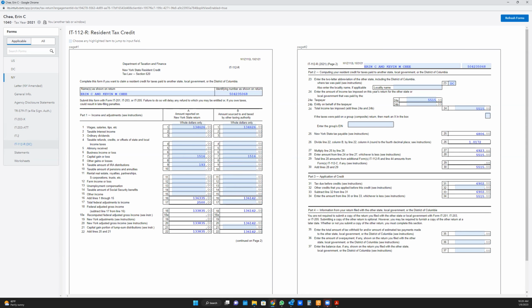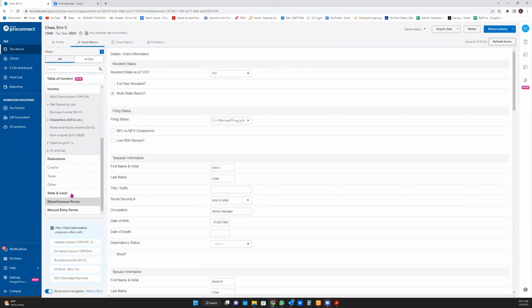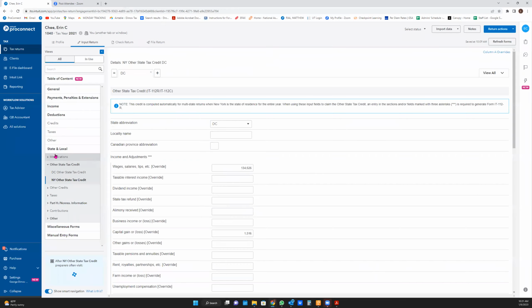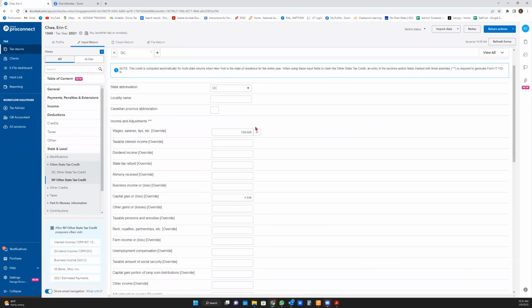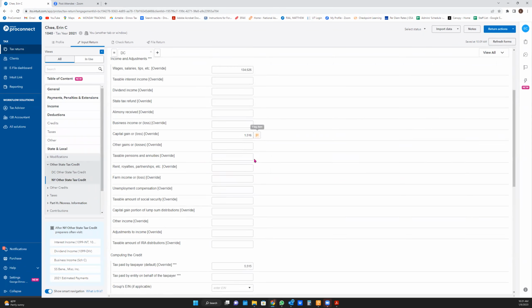All right. So where would we go to show it? We are going to go into state and local. Then we're going to go into other state tax credit. You would always choose the state to which you want to give the credit to, right? So in our case, New York needs to accept how much was paid to DC. And then we would elect, well, this is the state abbreviation, okay, DC. We would show how much of wages DC has taxed. We would show how much of capital gains DC has taxed.